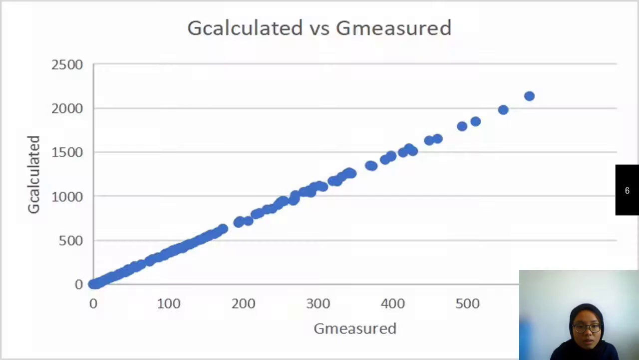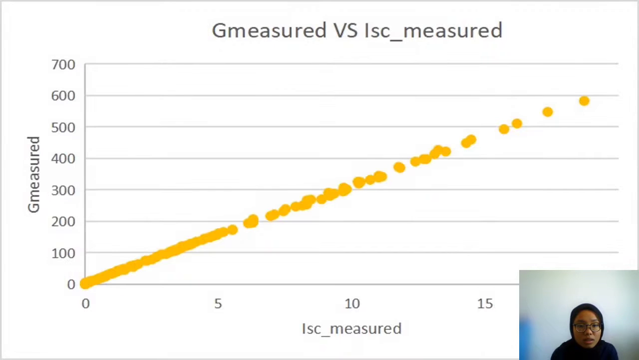Next, it shows a graph of G calculated versus G measured. As we can see, when G measured is increased, G calculated is also increased. Next is G measured versus ISC measured. When ISC measured is increased, when the current is increased, the G measured is also increased. So hence, both of the graphs are directly proportional to each other.